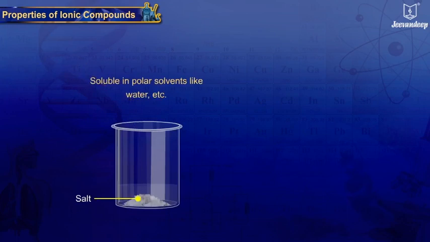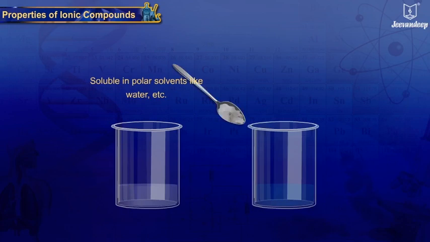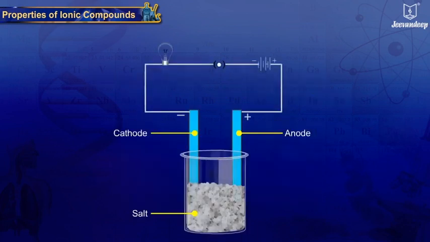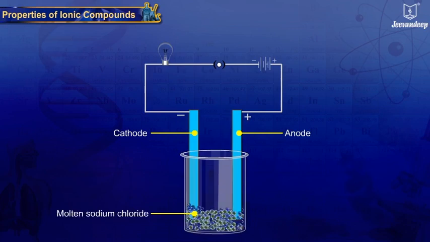These compounds are soluble in water and other polar solvents, but insoluble in non-polar solvents like kerosene, petrol, etc. Due to strong ionic forces of attraction, electrovalent compounds are rigid in solid state, hence do not conduct electricity, but in molten state, the ions move towards opposite electrodes when electricity is passed through them.